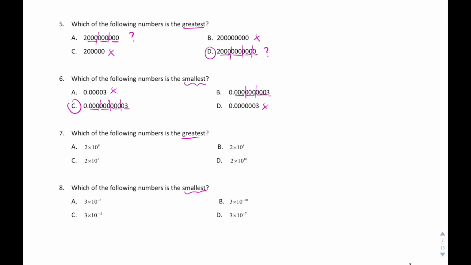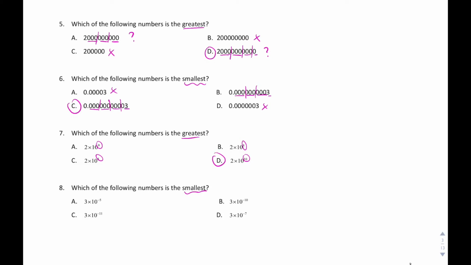And for question 7, in this case, the numbers are expressed in terms of the powers of 10. Okay, for this case, with higher power of 10, that means there are more zeros. So you can just compare the exponent, the index, to see which is the greatest. That means the number contains more zeros, so D is the answer.